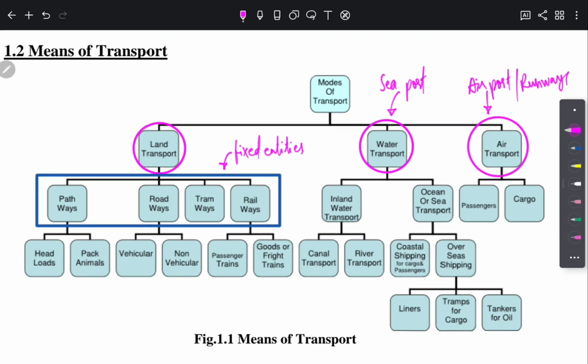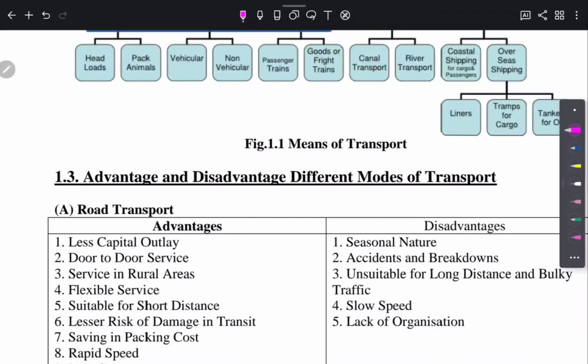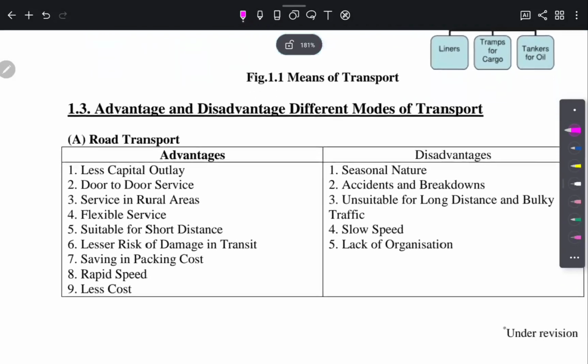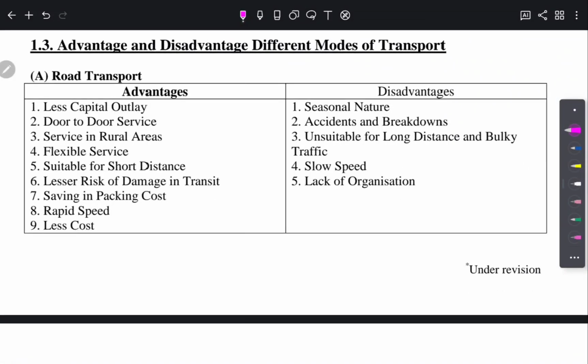Now we will see some advantages and disadvantages of different modes of transport. Some advantages of road transport are that it is much cheaper in comparison to other transport. It provides door-to-door service even in rural areas. Road transport is much more suitable for shorter distances. Also the risk of damage is lesser in road transport. People generally prefer this transport because of its rapid speed and its cost-effective nature.